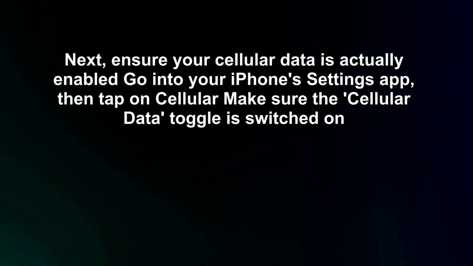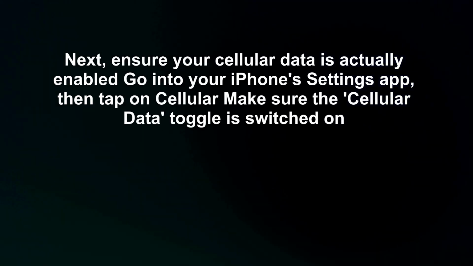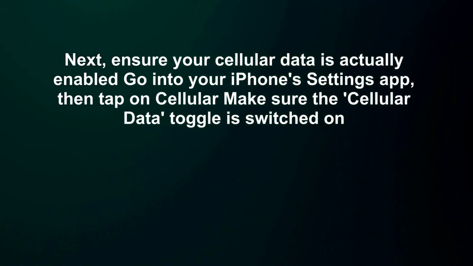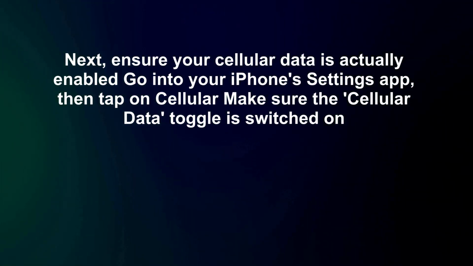Next, ensure your cellular data is actually enabled. Go into your iPhone settings app, then tap on Cellular. Make sure the cellular data toggle is switched on.